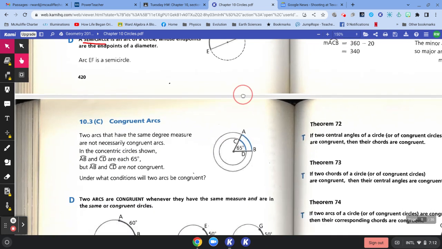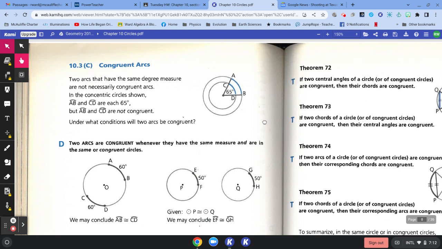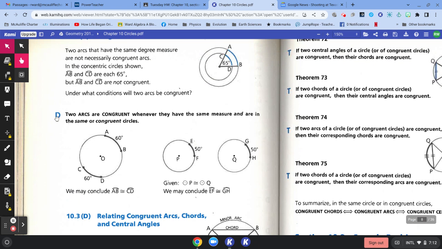All right, and the next piece is going to be some theorems. So I'm going to pause on that because I've done a video on definitions. My next video will be a bit more about theorems. Well, there is one more definition here to discuss, which is that we understand that two arcs are congruent when they have the same measure and are in the same or congruent circles. So these two arcs are in the same circle. They have 60 degrees each, and so we consider them congruent because they're in the same circle.